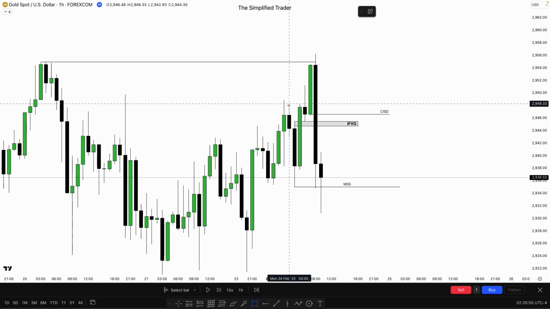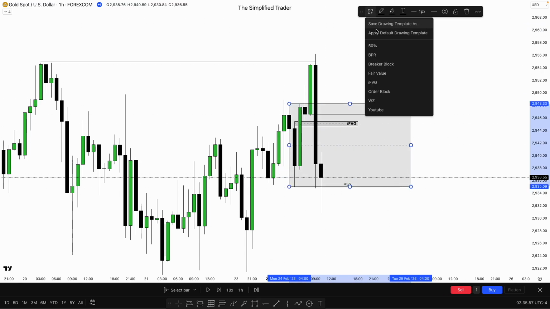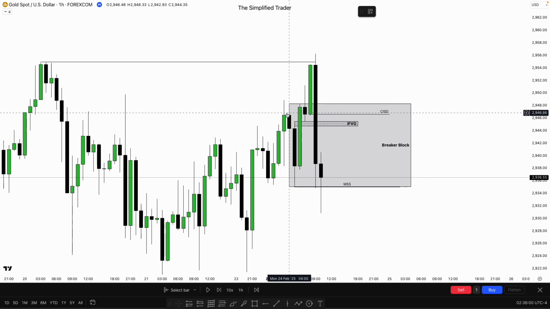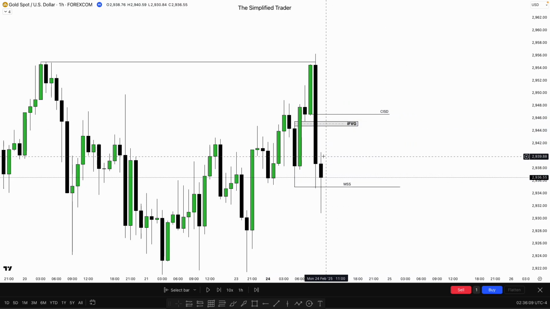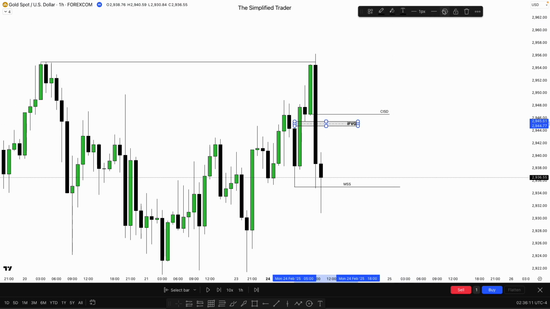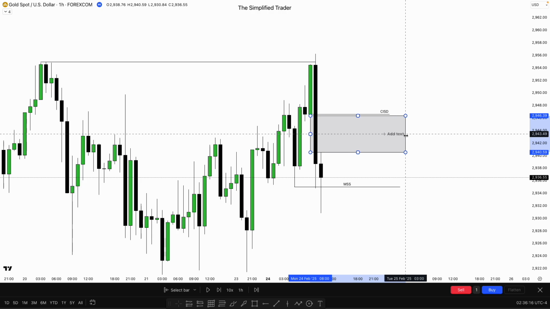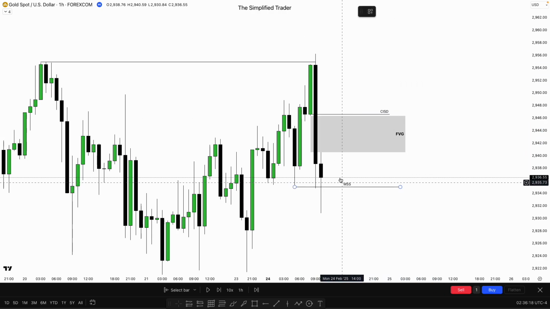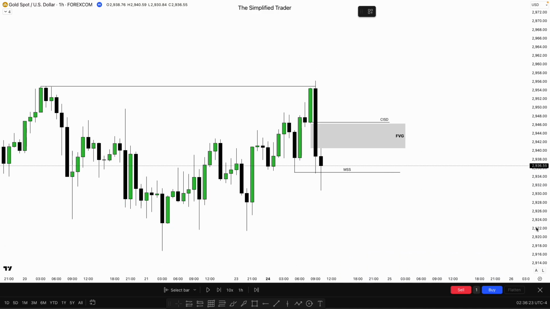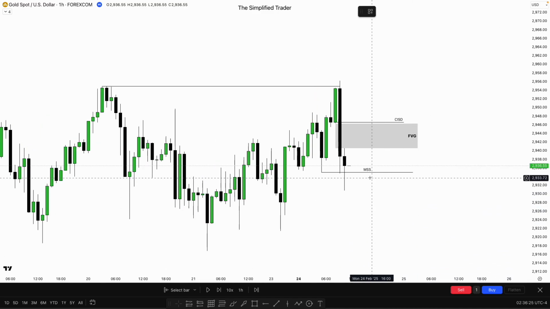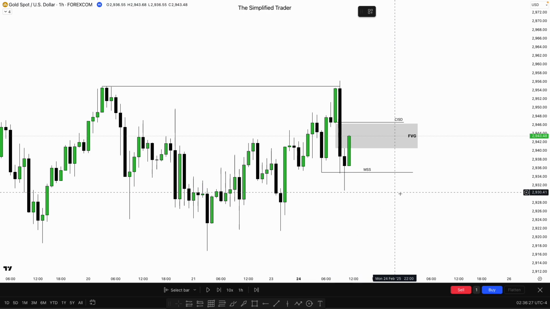We also have this breaker block that formed from the high down to the higher low, up to the higher high. These bearish candles, that is my breaker block, but I'm just going to delete that. And in that breaker block, what do we have? If I remove this as well, we have this fair value gap that we can also use as a target or an entry point to trade lower. So let's see which one happens first. Are we getting an entry or are we getting that market structure shift?